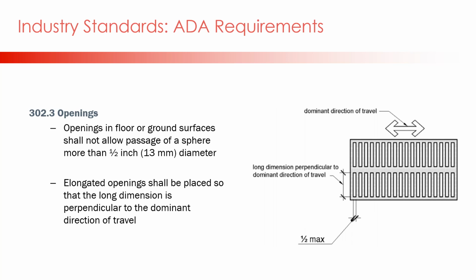To ensure that a wheelchair or walker will not become wedged into the opening, Section 302.3 defines the requirements for opening dimensions. The requirements state that openings in the floor must be a 1/2 inch or less opening, with the long dimension in the direction of traffic. A quality manufacturer will have this designed into their systems.